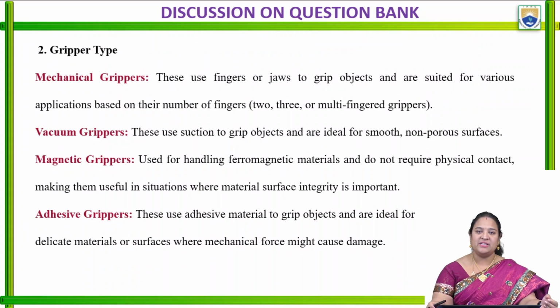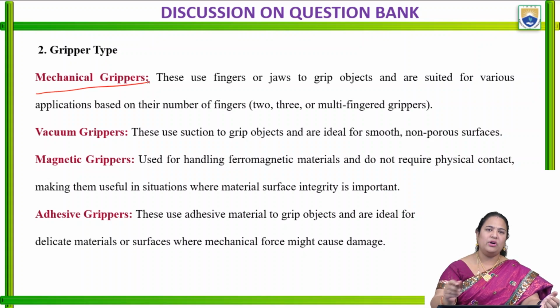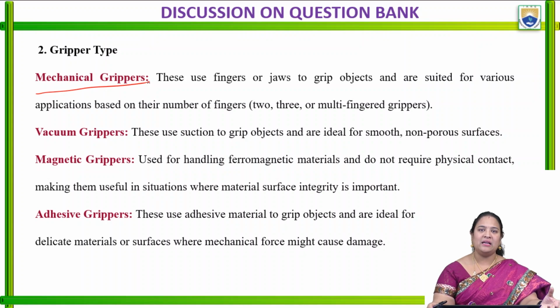Next, gripper type. As I've told you, we have 4 types: mechanical gripper, vacuum type of gripper, magnetic gripper, and adhesive gripper. Depending upon the type of application, we select these types of grippers. What do we mean by mechanical gripper? A mechanical gripper means the gripper is in the form of the hand and fingers of a human.